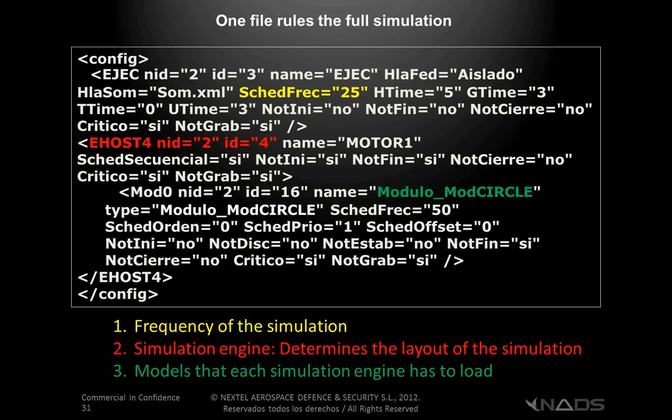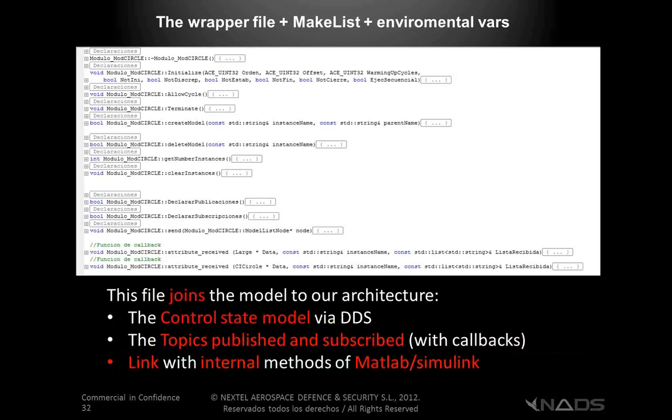Well, another key thing here is the wrapper file itself. Well, this wrapper file is made on the fly, but at the end it's only a file, it's only a class. With that, you can control the state model using DDS. You can control the things that the model publishes and subscribes. You can create new instances of the model. And also here you link with internal methods.